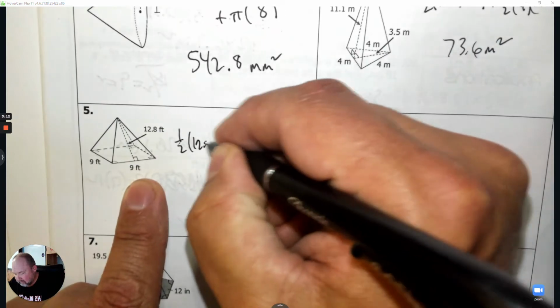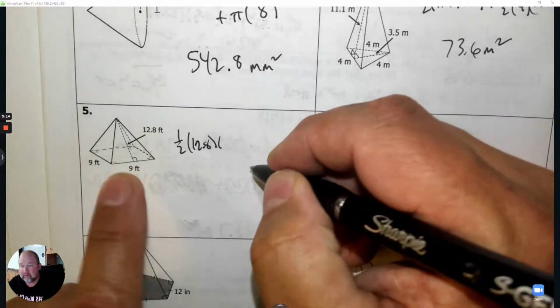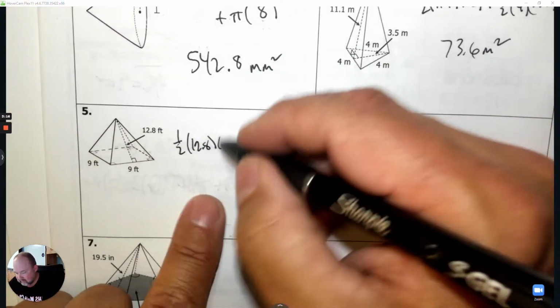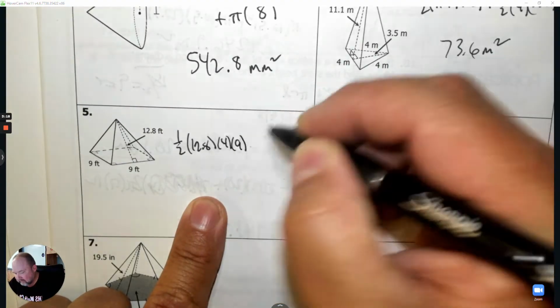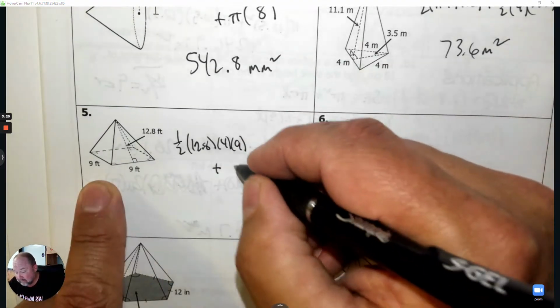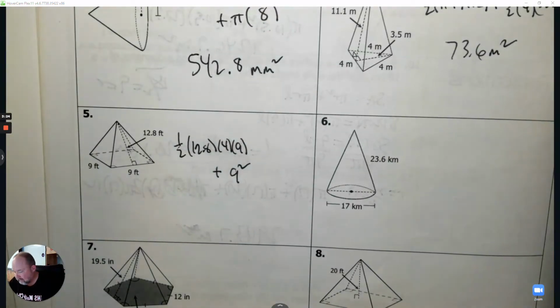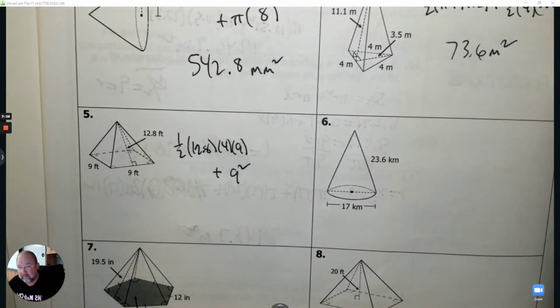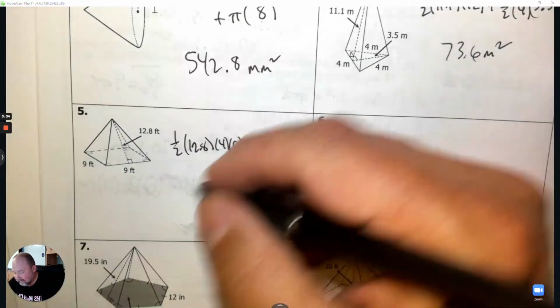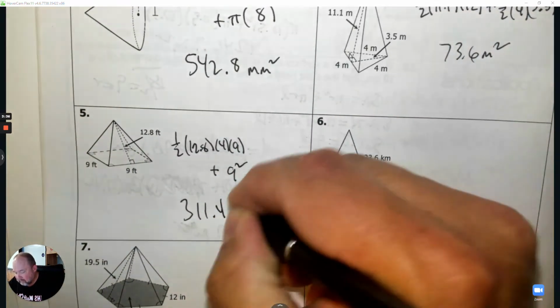Number 5. So 1/2, the slanted height is 12.8, and the perimeter is 9, 9, 9, 9. So it's like 4 times 9 or 36, plus the area of the base, which is side squared, and then put that in the calculator. So 0.5 times 12.8 times 36 plus 9 squared, and I get 311.4 feet squared.